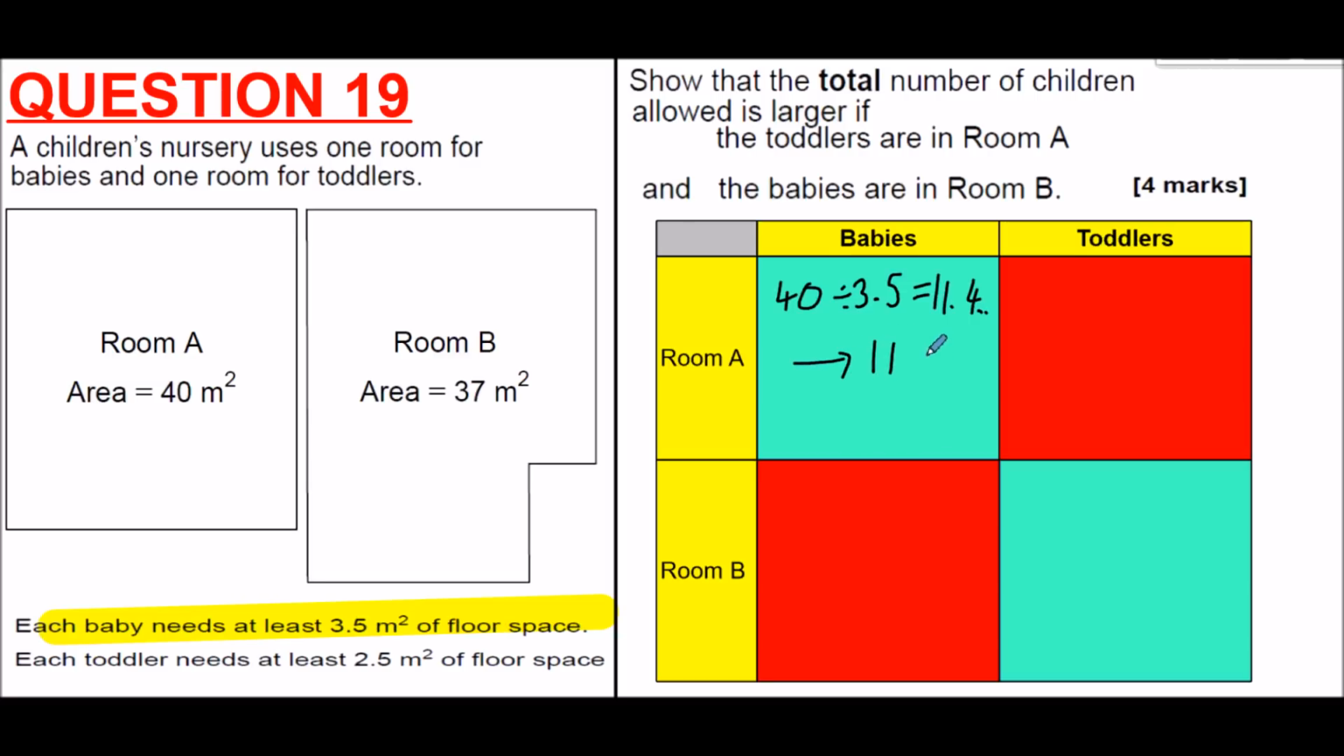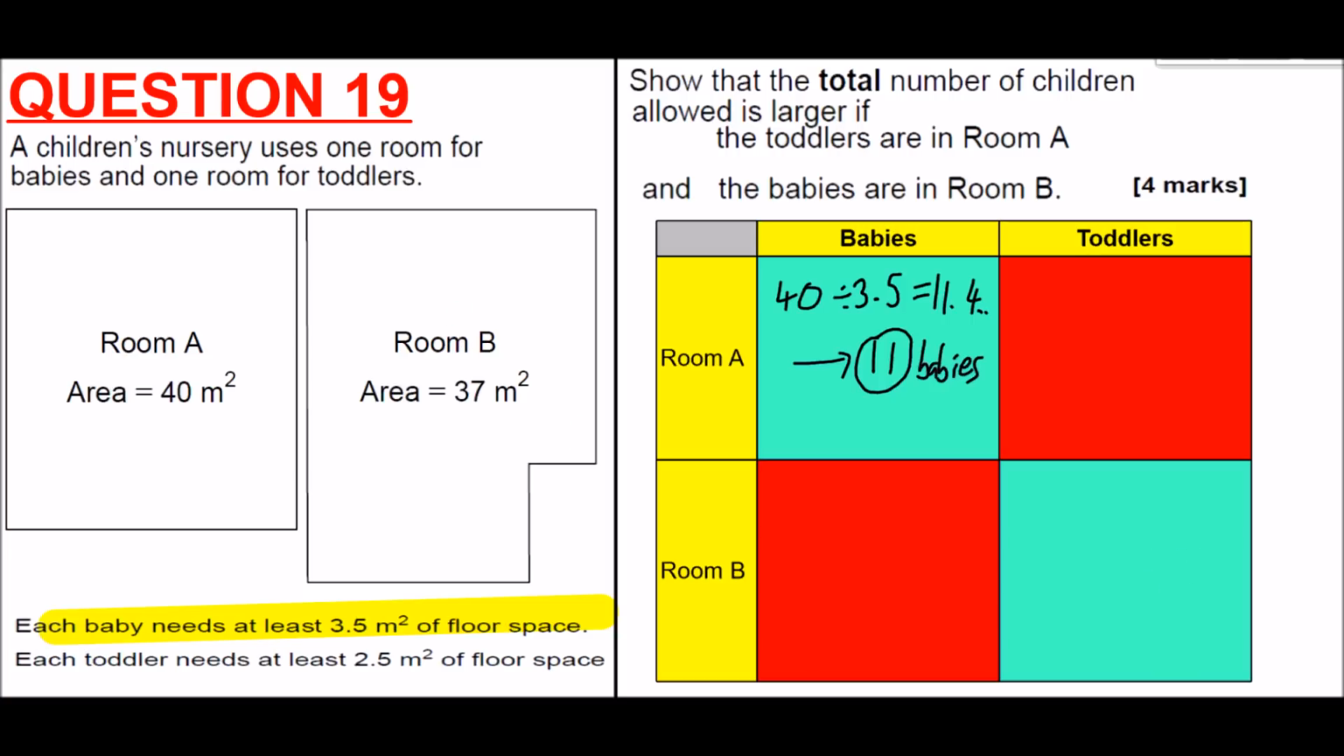And that tells us we could have 11 babies. 11 and a bit, so not room for 12, but plenty of room for 11. Now if the babies are in room A, that would have to mean the toddlers are in room B.